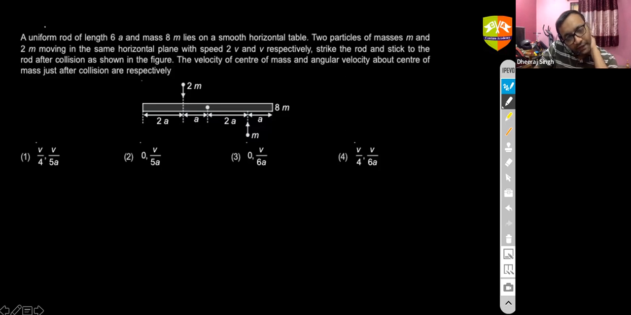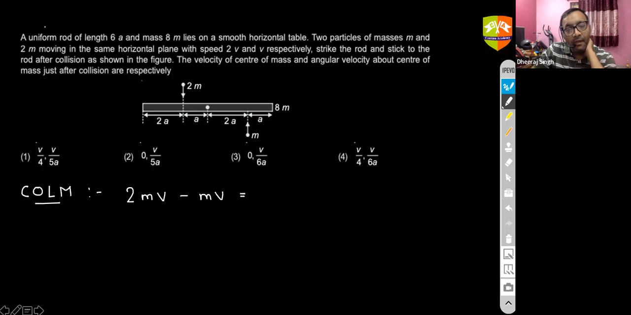Conservation of linear momentum. Initial linear momentum, 2m into v minus m into v, this is equal to 0. That should be equal to 2m, 3m, 8m, that is 11m into vc. So velocity of center of mass is 0.